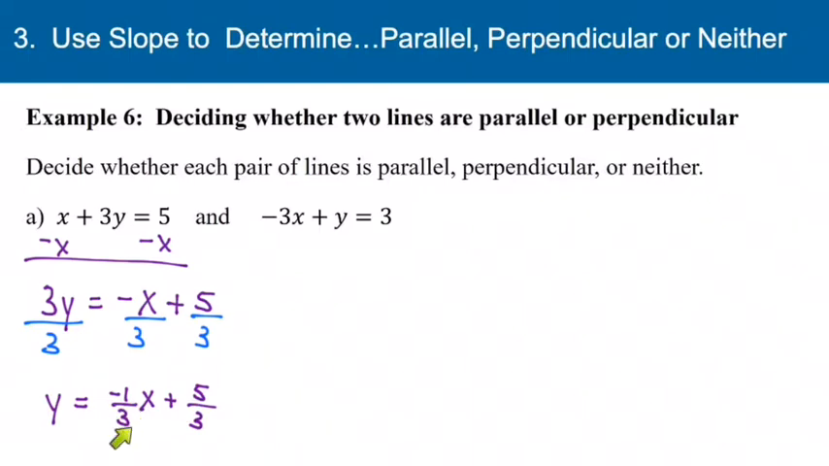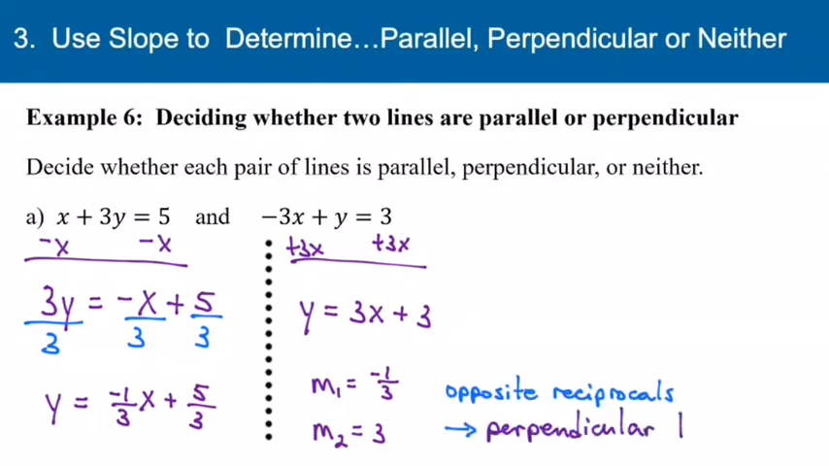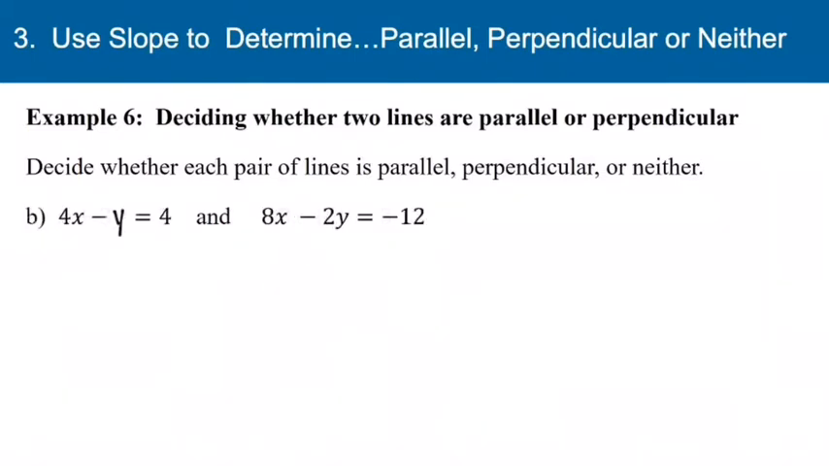Now the slope of this line is the coefficient of the x term. Remember, the slope is always the coefficient of the x term. So the slope here is negative 1/3. And now let's look at our second line. Again, we need to put it in slope-intercept form. So we're going to add 3x to both sides. And that's going to give us y equals 3x plus 3. So the slope of our first line is negative 1/3, and the slope of our second line is 3. They are opposite signs, and they are reciprocals, and therefore these two lines are going to be perpendicular to each other. Now let's look at part B.